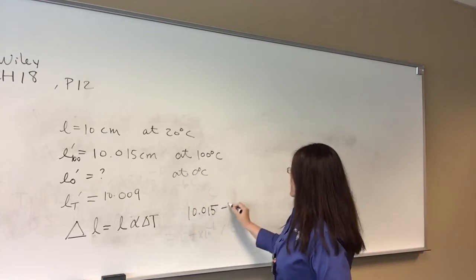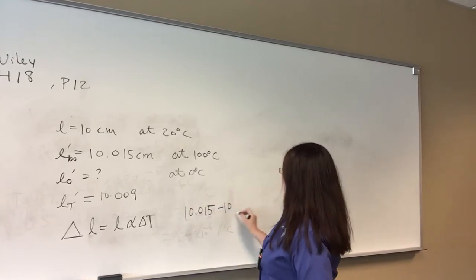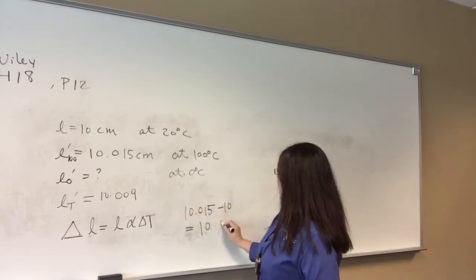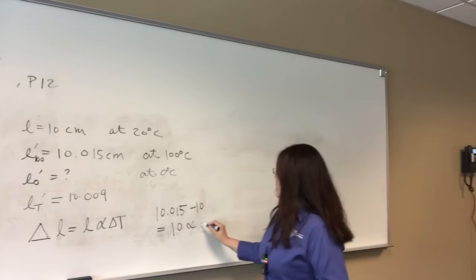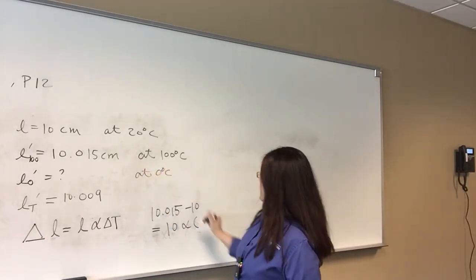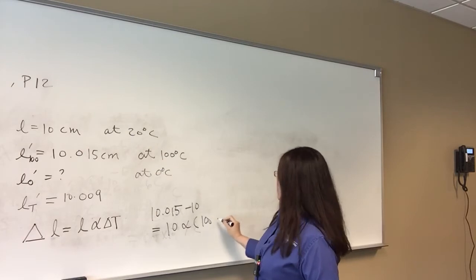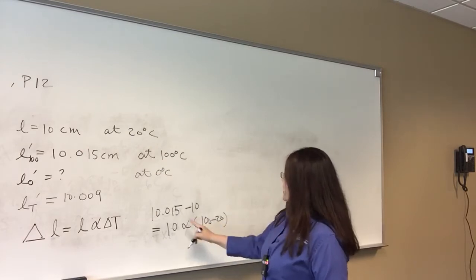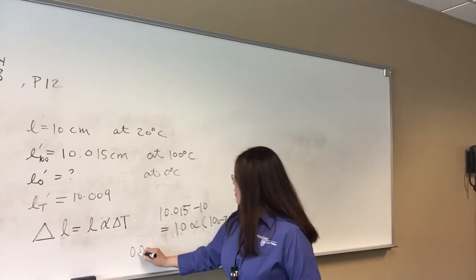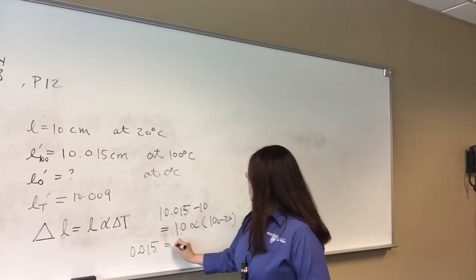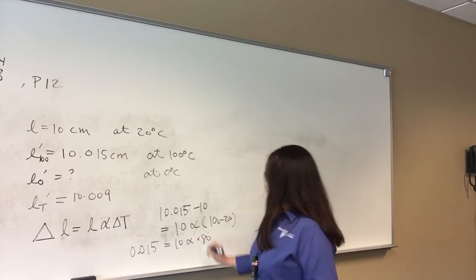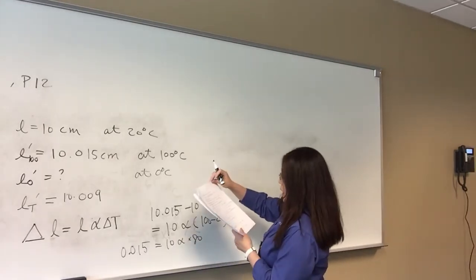10.015 minus 10. That is your delta L, and that has to be equal to the initial, which is 10, times alpha, which we don't know, times the temperature difference. So the final temperature is 100, and the initial temperature is 20. Based on this, on the left-hand side you get 0.015, and that's equal to 10 alpha times 80. So from this, you can calculate your alpha.